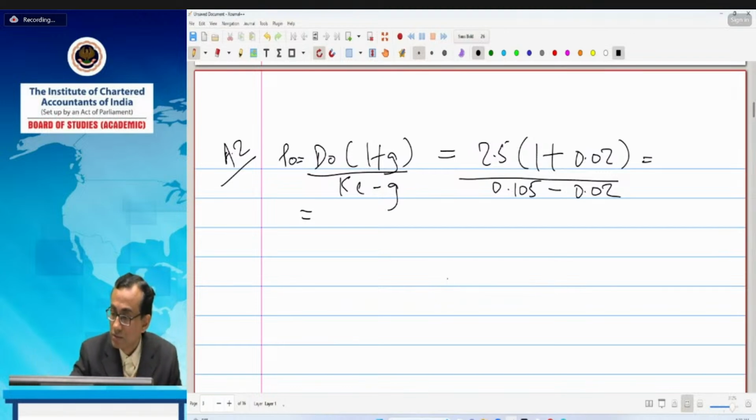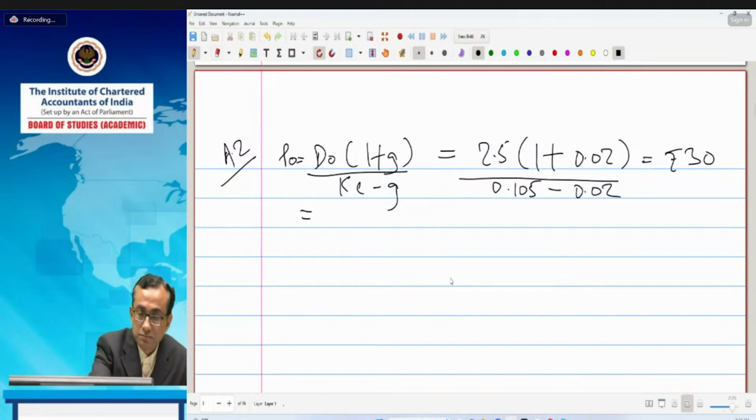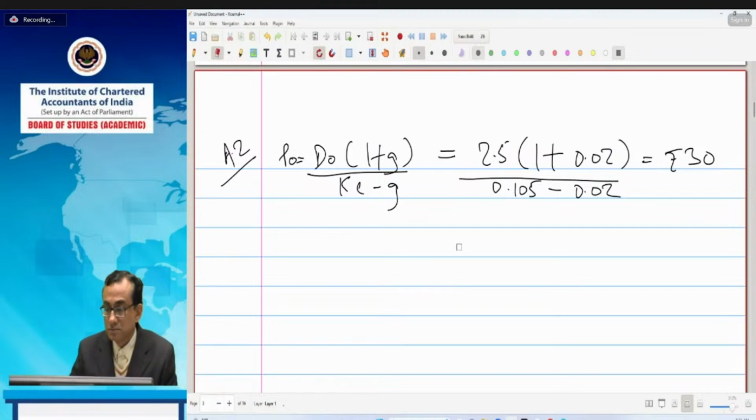It's coming to rupees 30 in this case. Yes, it is 30. Correct.